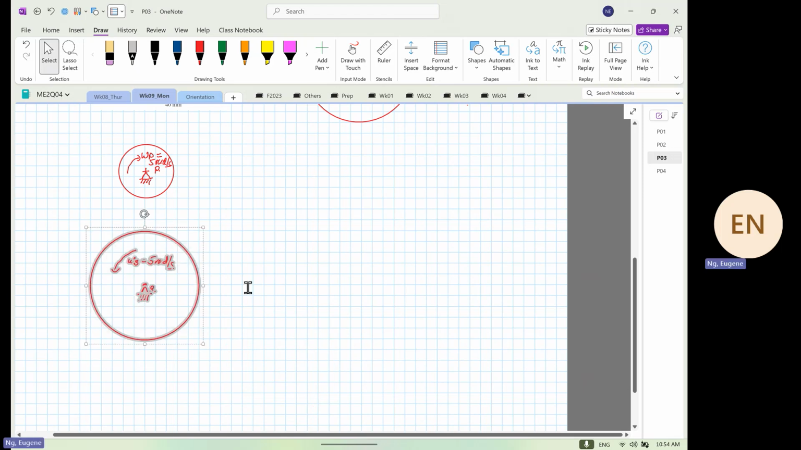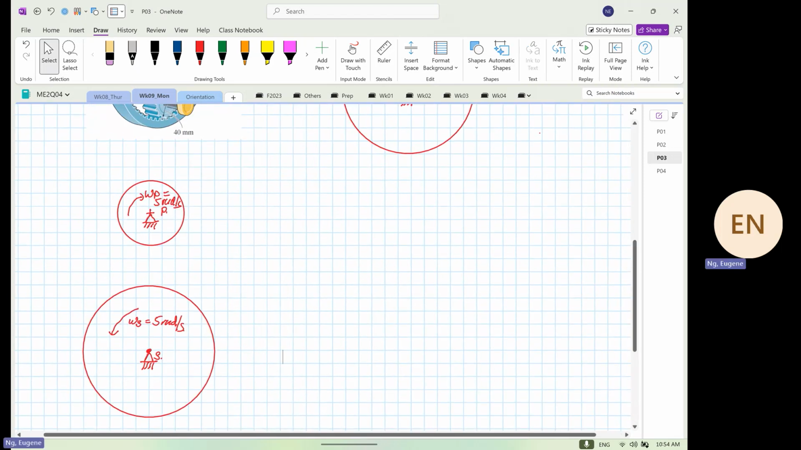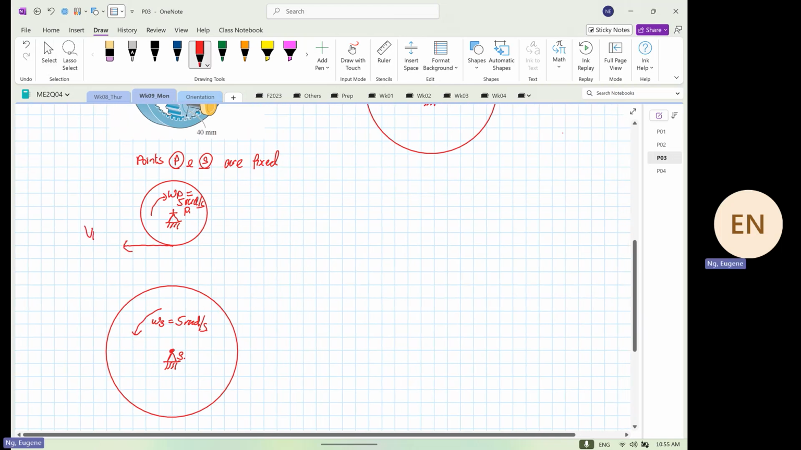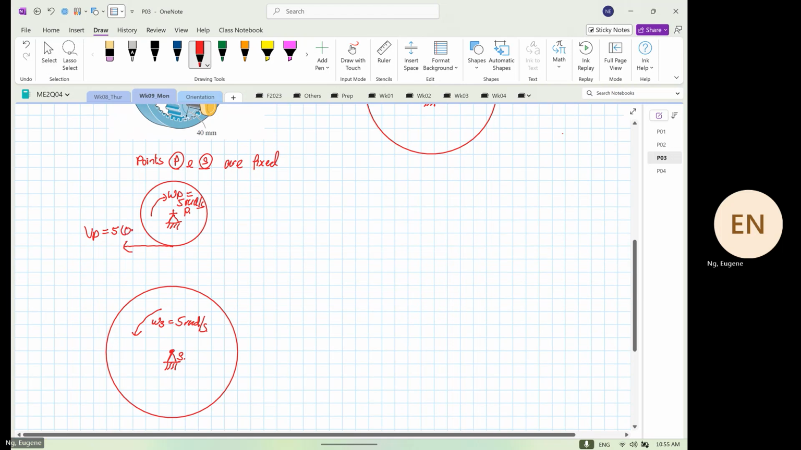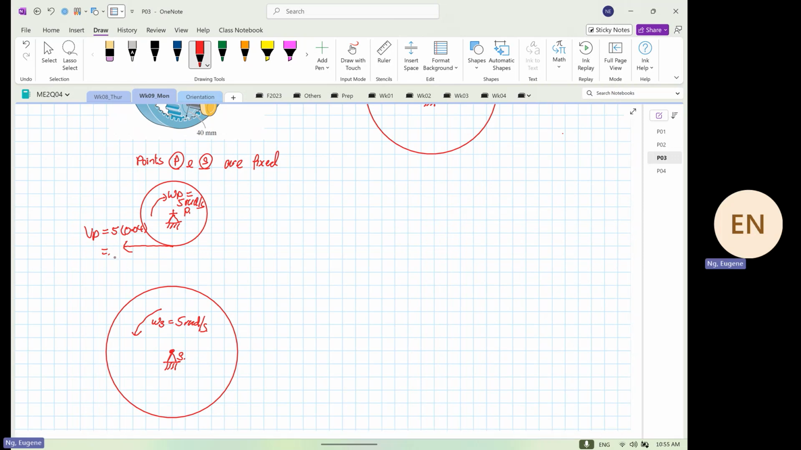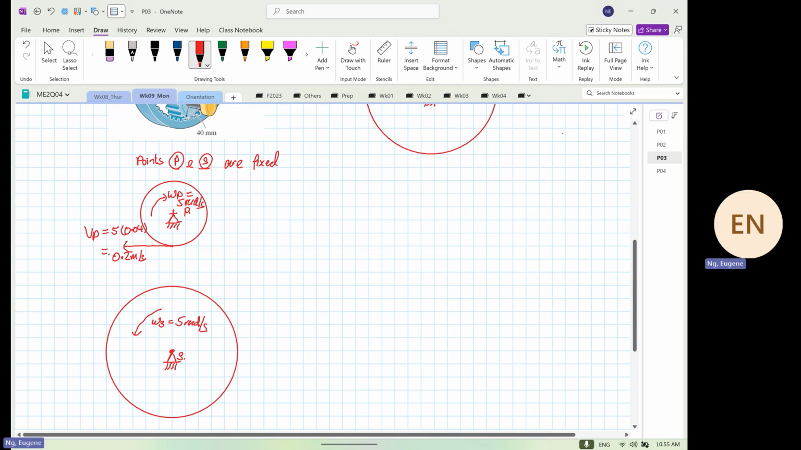Okay, if both points P and S are fixed, then the velocity of the planet will be equal to 5 multiplied by 0.04. So this is equal to 5, and this is equal to, going towards the left, 0.2 meters per second.